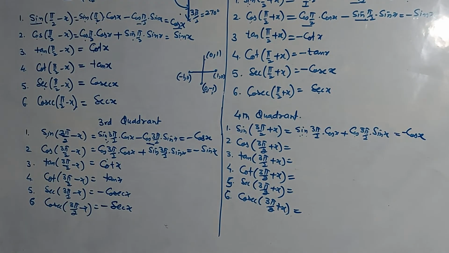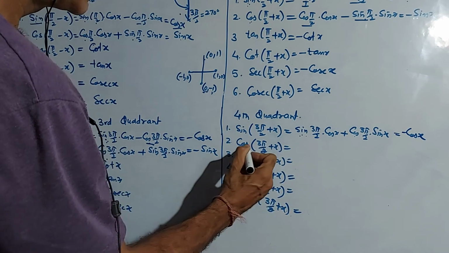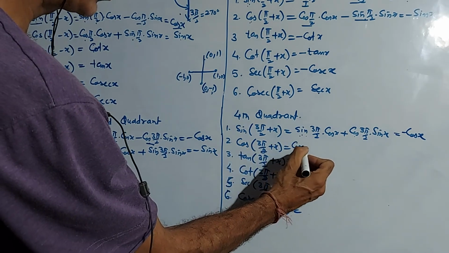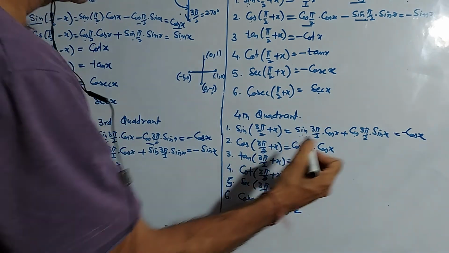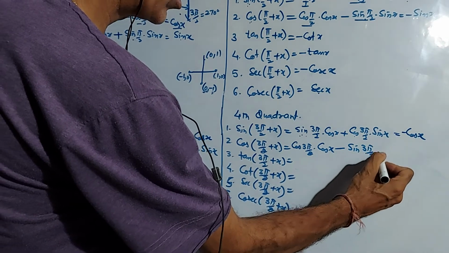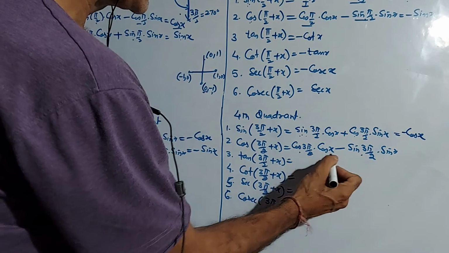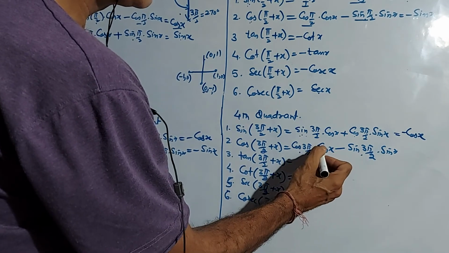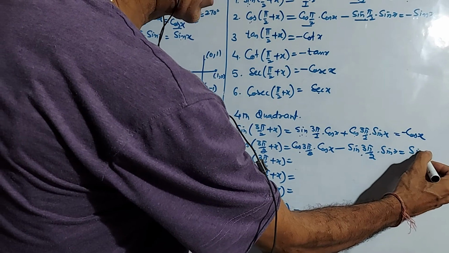Again see in the formula cos(x plus y), cos 3 pi by 2 into cos x minus sine 3 pi by 2 into sine x. This is minus 1, this is 0. So this term becomes 0, and minus minus becomes plus, equal to sine x.